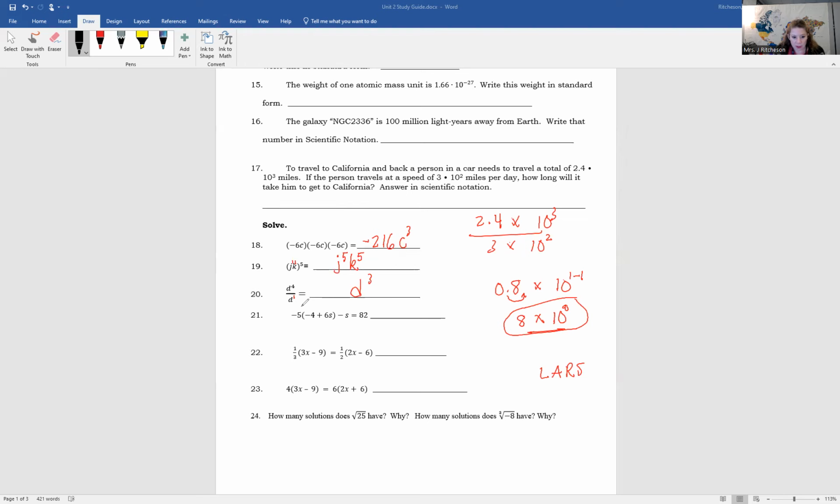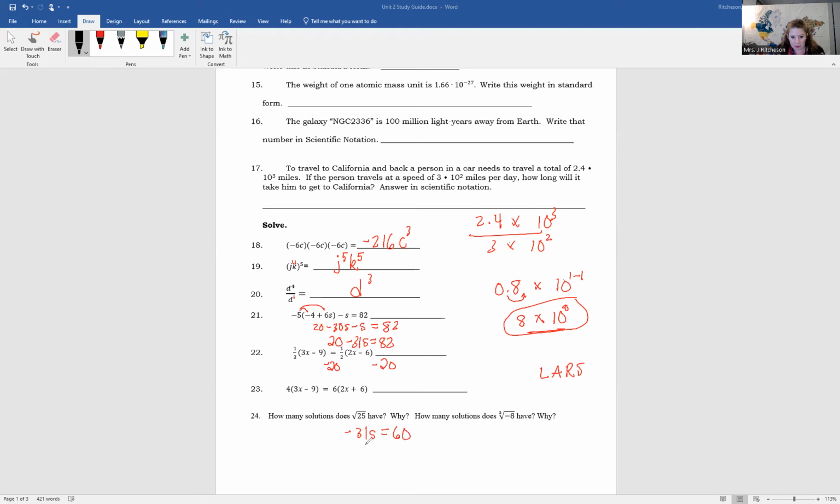All right, on number 21, we're distributing. So -5 times -4 is 20. -5 times 6s is -30s, minus 1s equals 82. We're going to combine like terms. So -30s minus 1s is -31s equals 82. And then we're going to subtract 20 from both sides. So then we would have -31s. I don't like s's, they look like 5s. Equals 60.